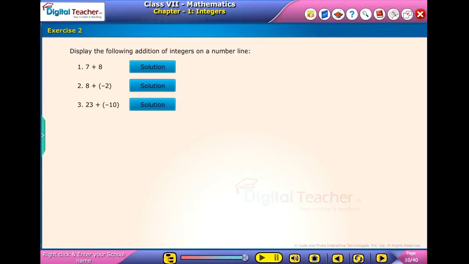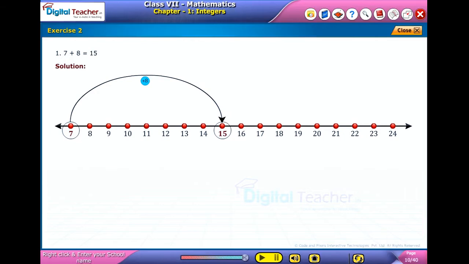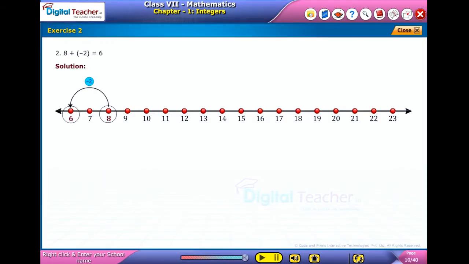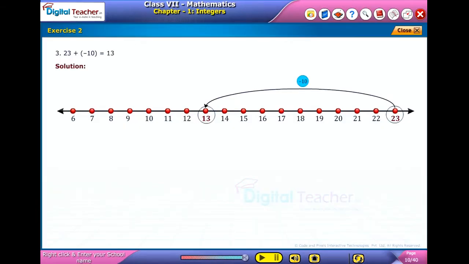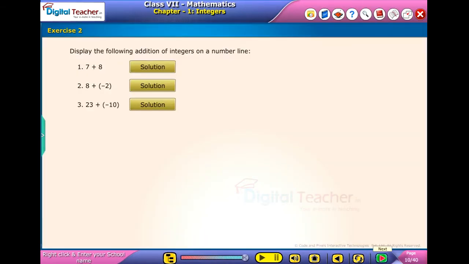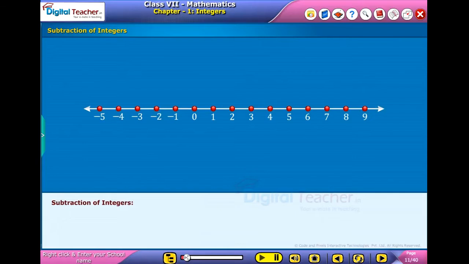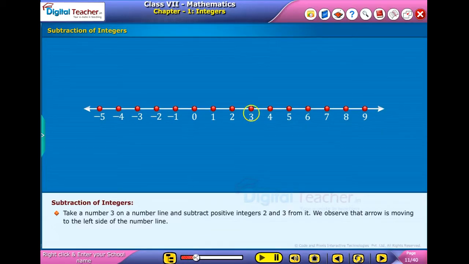Let us solve a few exercise problems. Click the tab to view solution. Let us learn about subtraction of integers. Take a number 3 on a number line and subtract positive integers 2 and 3 from it. We observe that arrow is moving to the left side of the number line.